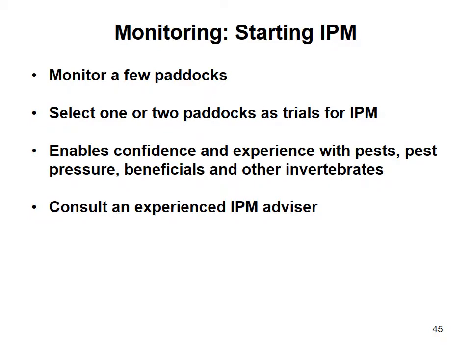If you're just starting to implement IPM, start with just a few paddocks. Select 1 or 2 paddocks as trials for IPM. Choose paddocks that are not high risk at first and begin to apply a set of compatible control measures for all the pests. This enables confidence and experience with pests, pest pressure, beneficials and other invertebrates. Consult an experienced IPM advisor.